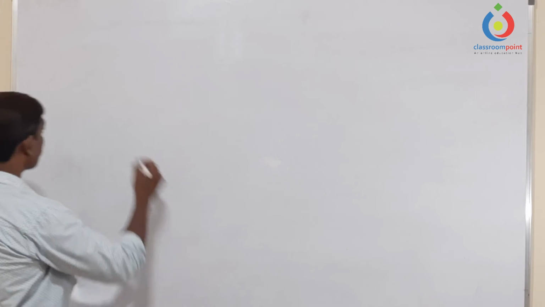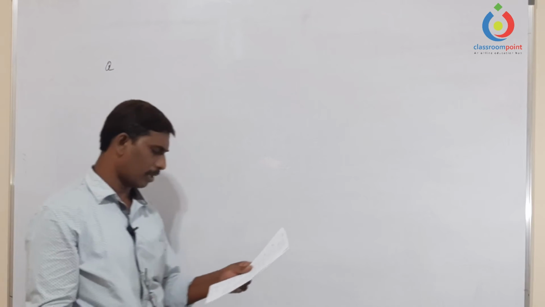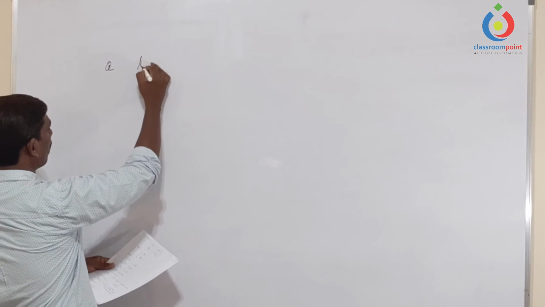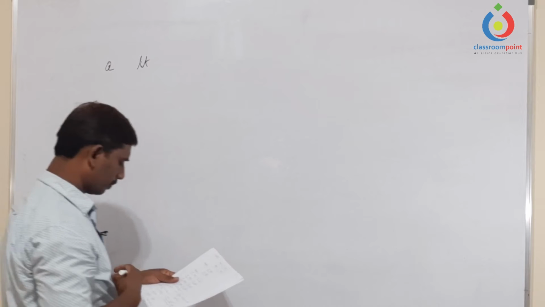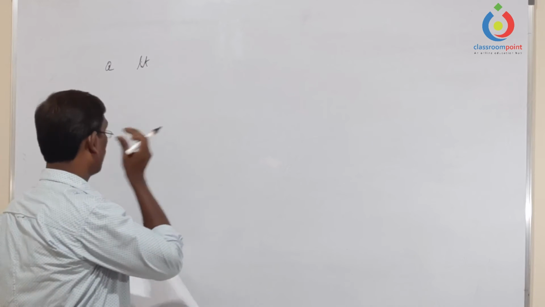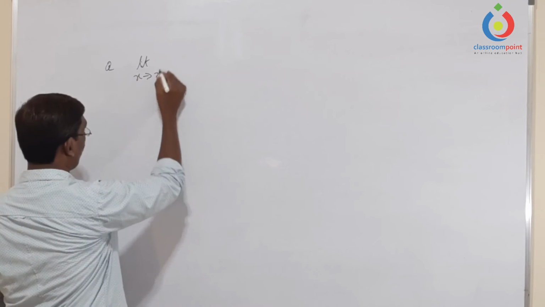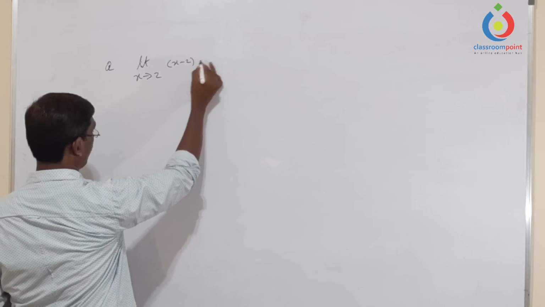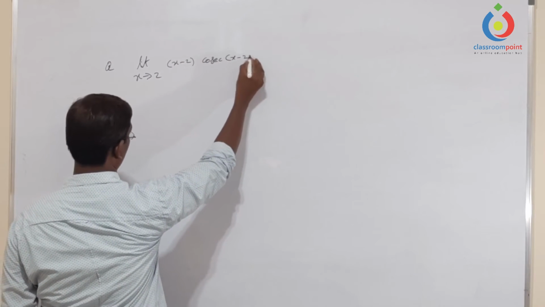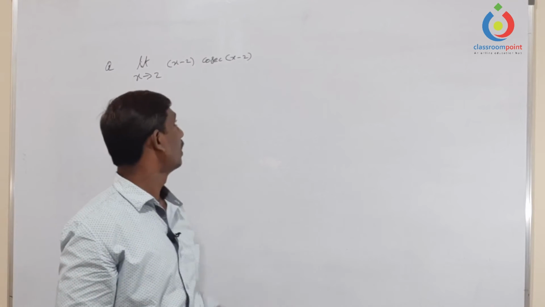First example: small problems, but very useful problems. Limit x tends to 2 of x minus 2 into cosecant of x minus 2, is equal to what?